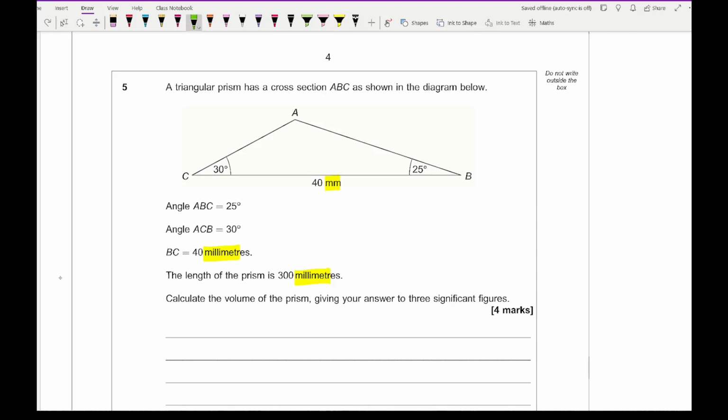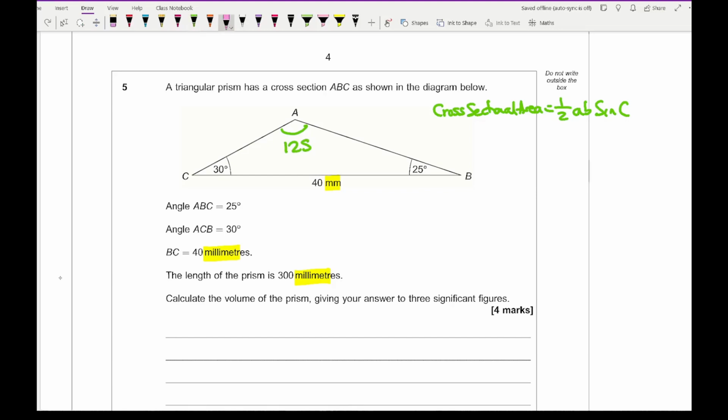So to work out the volume, I first need to work out the cross-sectional area. In order to do that, let me write down the formula. For the cross-sectional area, I'm going to need to use half AB sine C. So looking at this, I need to know what the angle here is going to be. I can work that out by knowing that angles inside a triangle add up to 180, so this angle here is going to be 125.